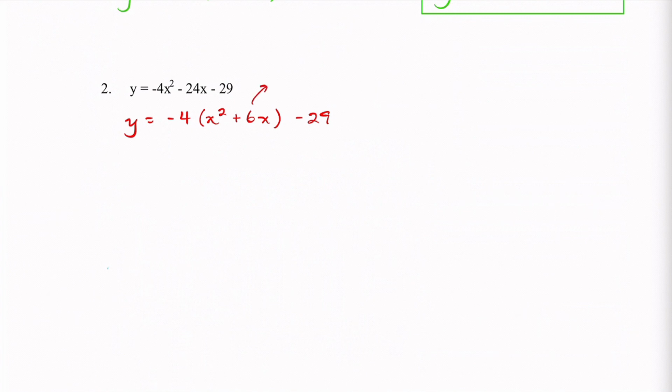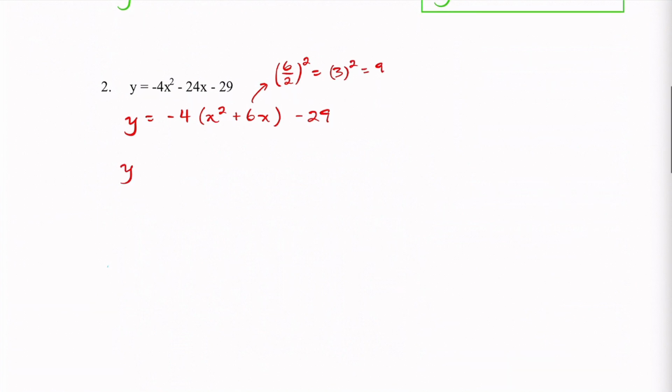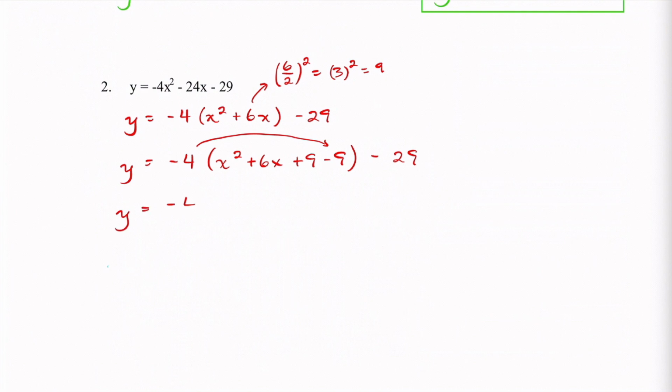Okay, then we take this number here, we divide it by 2, and we square it. So 6 divided by 2 is 3, and then square that, we get 9. So that's what I'm going to add inside my brackets. So I have a +9 and a -9. Again, I got to do a plus and a minus so that it's not actually changing the function. Okay, and then I'm going to distribute this -4 to the -9 to get rid of that. So when I do this distribution here, I got -4 times -9, so that's going to give me positive 36.